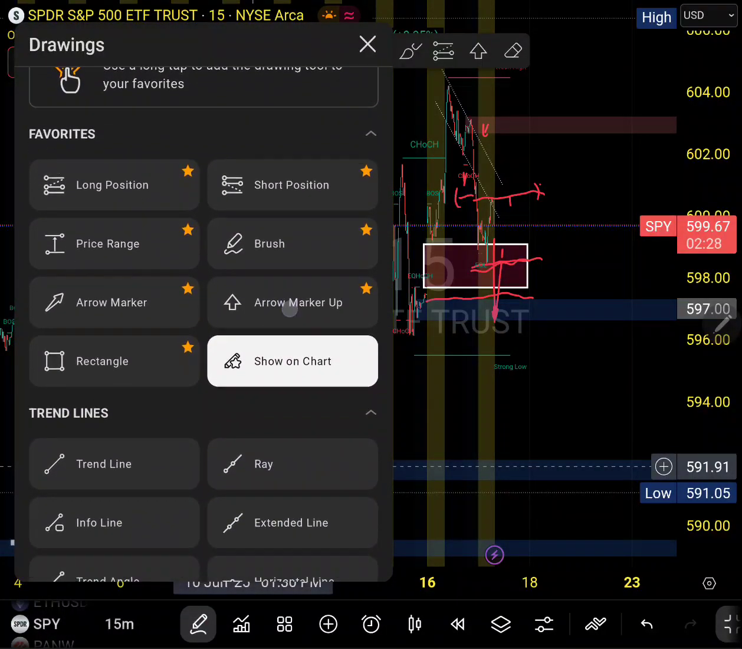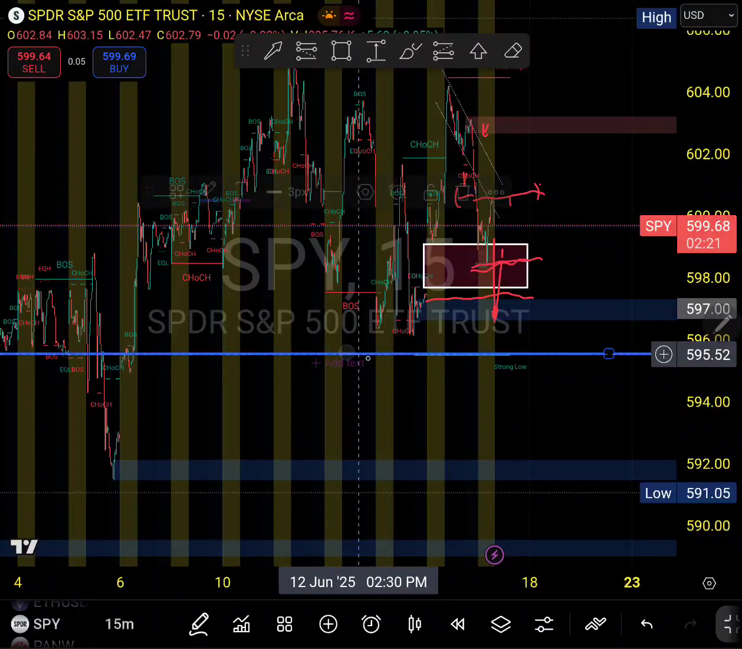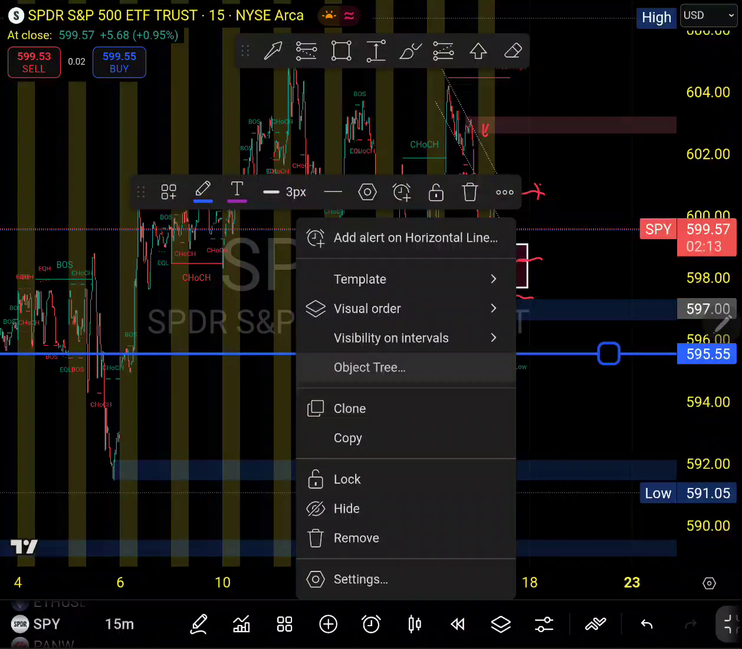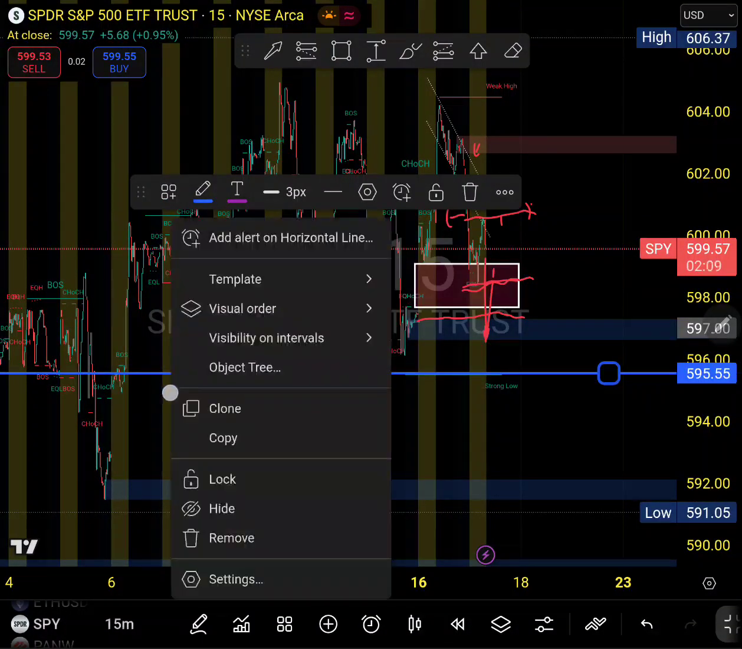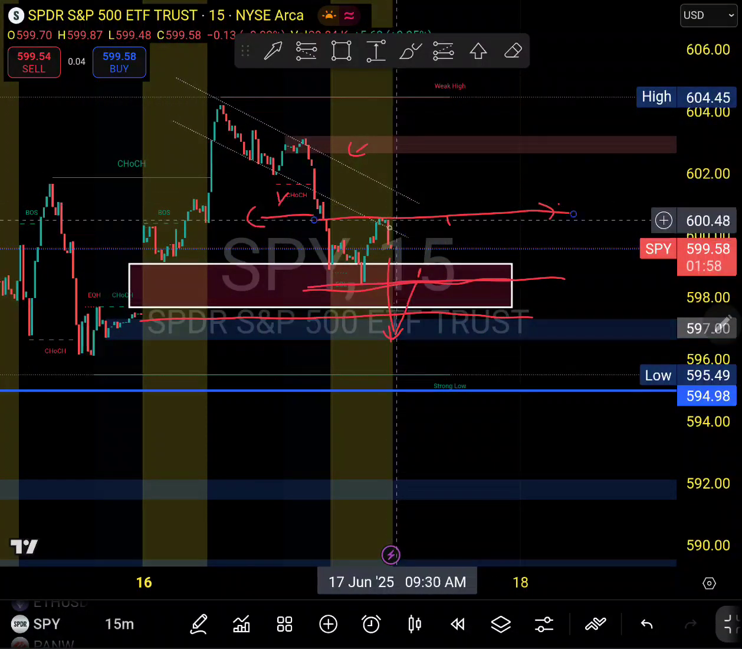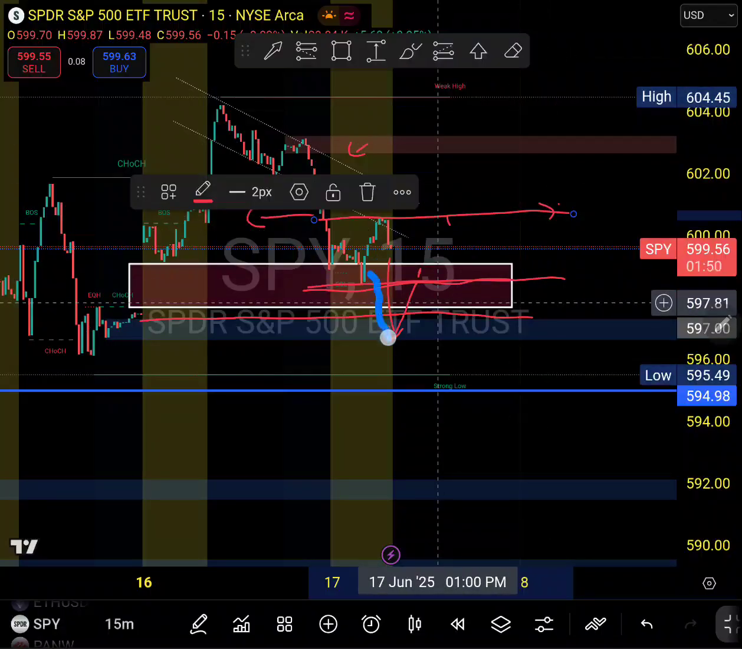Let me create one horizontal line. Bring it a little bit down. If I bring it a little bit down, this is another support, 594. So I will tell you how the market will work. If the market breaks right at open and we see selling, the market will try to make this kind of low, then go back again. This will act as a resistance, 598, which was the morning support. If it tries to break again, guys, then I'm telling you, we're going to see 594. This is the next level. So this is the market structure so far.